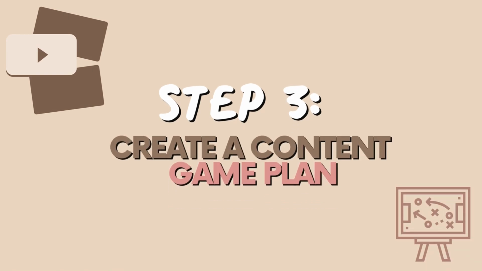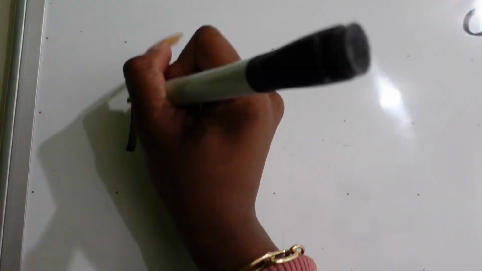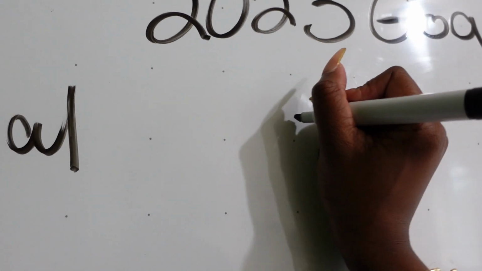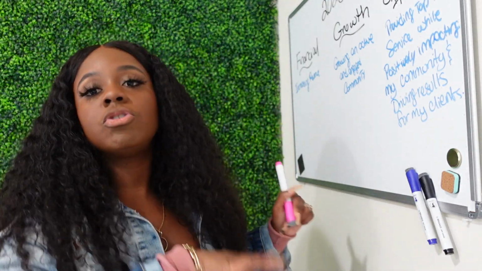All right, so when creating a game plan for your content, what I like to do is look at my goals and create power statements for each type of goal that I have. I have 3 types of goals: financial, growth, and experience goals. If you don't know why I set those 3 types of goals, then I definitely want you to check out this video right here on the screen where I shared my goal setting method and explained the difference between financial goals, growth goals, and experience goals.